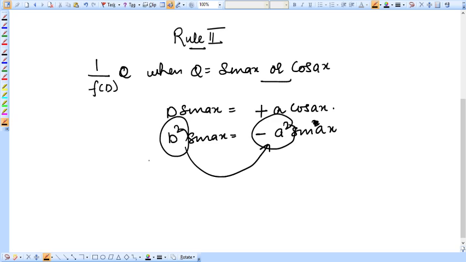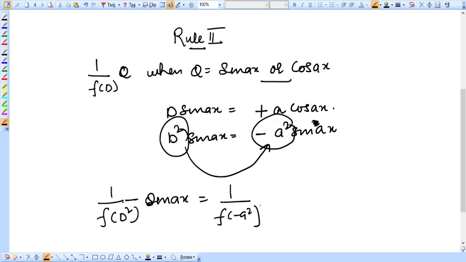So I'm not going into the nitty-gritty of this concept, I mean to say, I'm not going into the depth of this proof, right? So I'm just writing this rule in brief. In this, f of D square acting on sine ax is equal to f of minus a square acting on sine ax, right? So this is rule number 2.